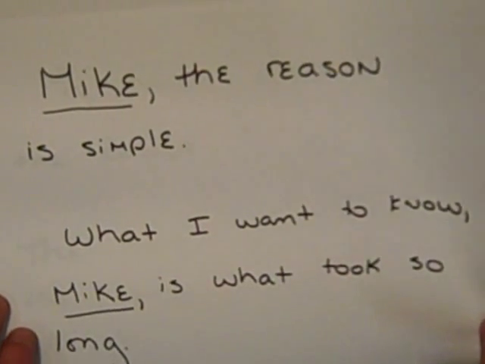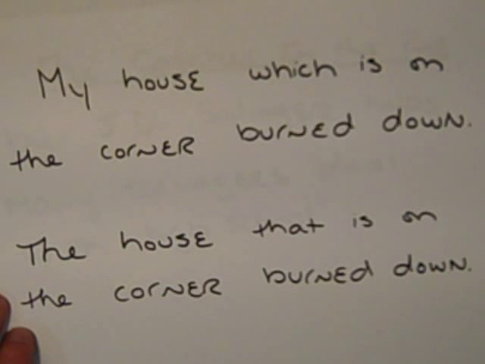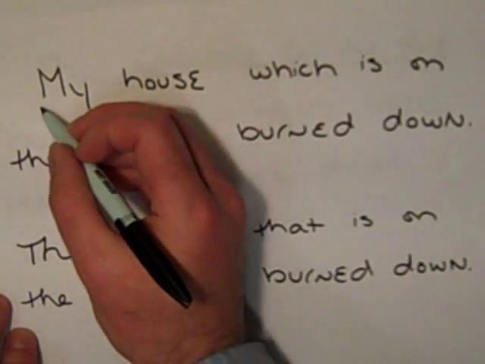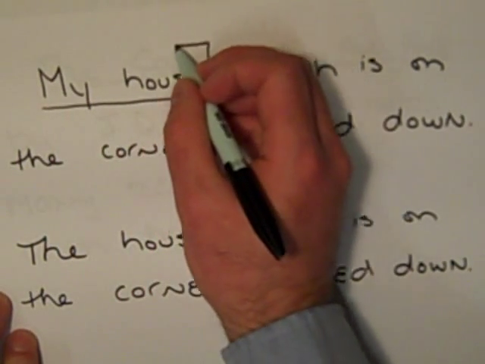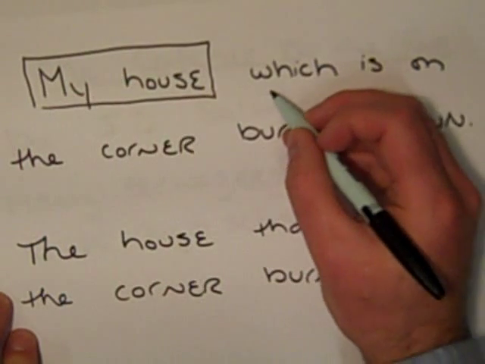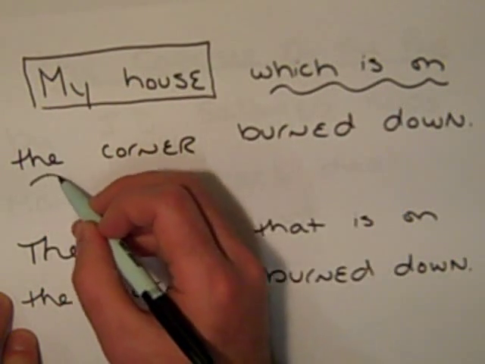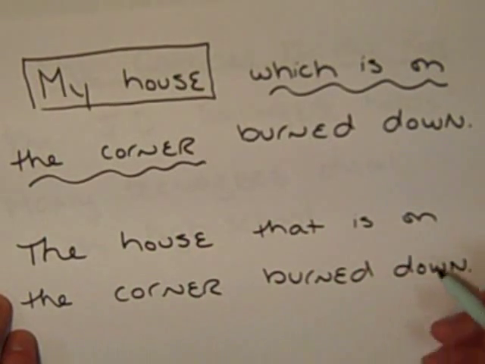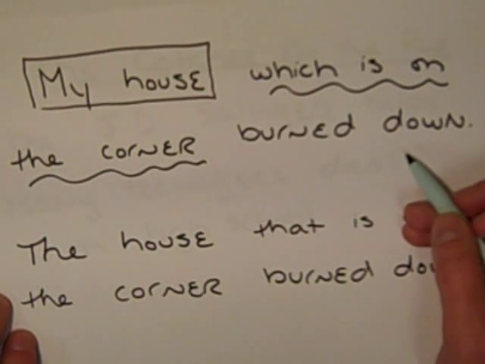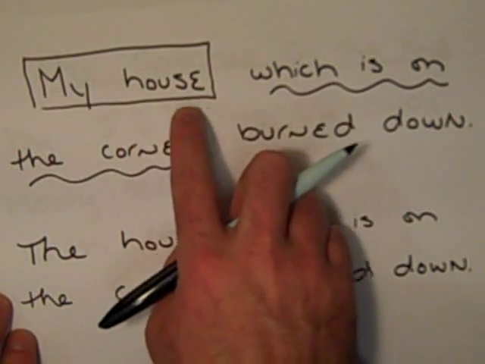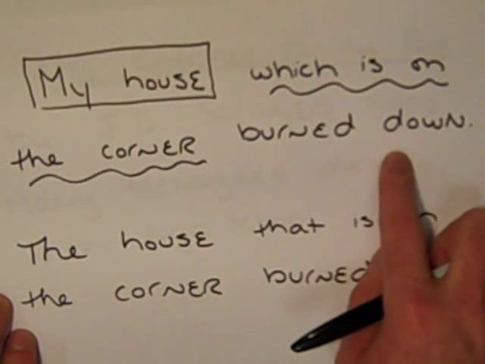The next kind of comma usage that we're going to discuss has to do with something called non-essential information. Non-essential information means that it's not necessary in order to identify the noun. Okay? My house, which is on the corner, burned down. My house, in this case, is the noun phrase. "Which is on the corner" is information about where my house was. And "burned down" is the verb. So here we have my house, which is on the corner, burned down.